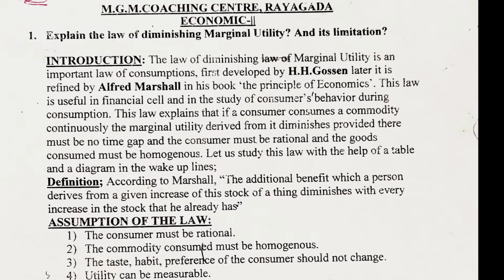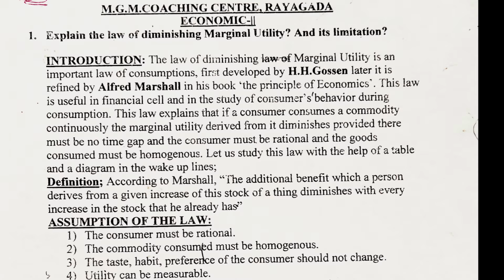You see, this is all about the law of diminishing marginal utility and its exceptions. So here, how Alfred Marshall has developed this, and what does the law describe? It describes that the additional benefit which a person derives from a given increase of stock of things diminishes with every increase in the stock that he already has.